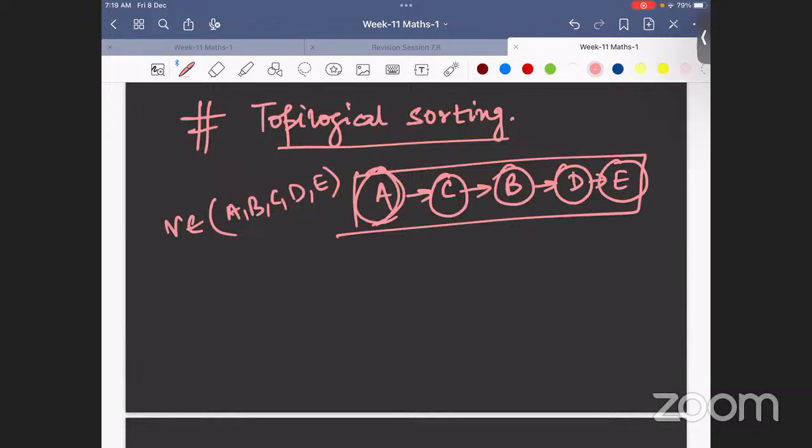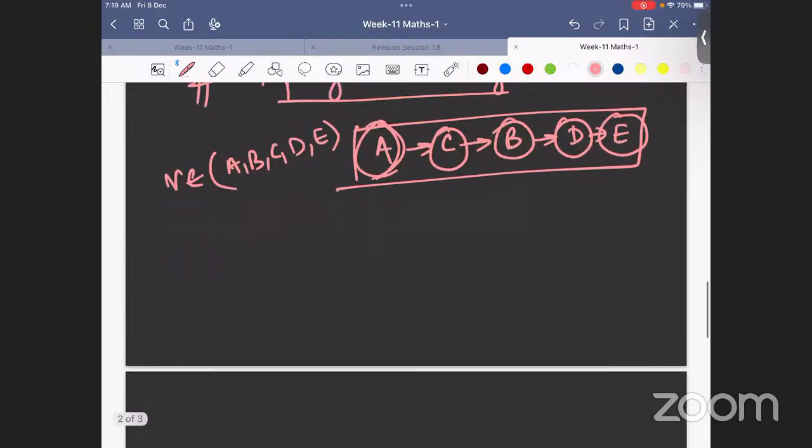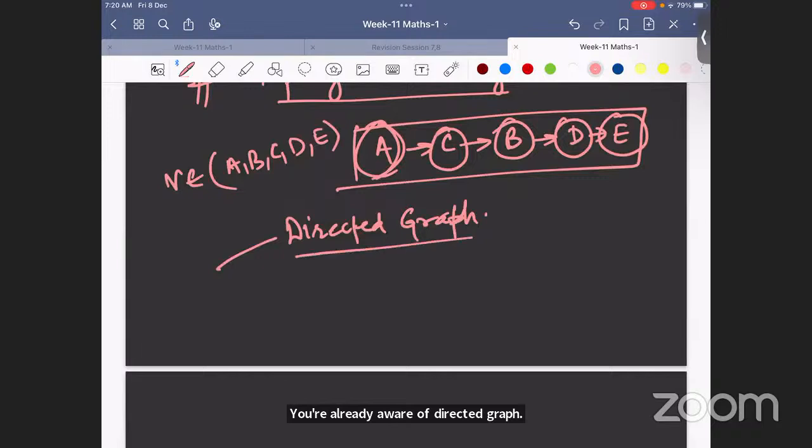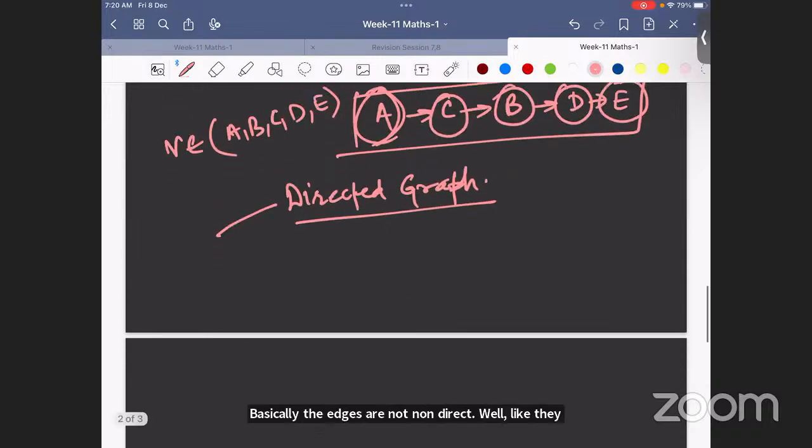Okay. First of all, you are already aware of what a directed graph is, right? Can somebody tell me what a directed graph is? Direction from one vertex to another vertex. Which basically means the edges are not non-directional; they're not necessarily connected both ways.